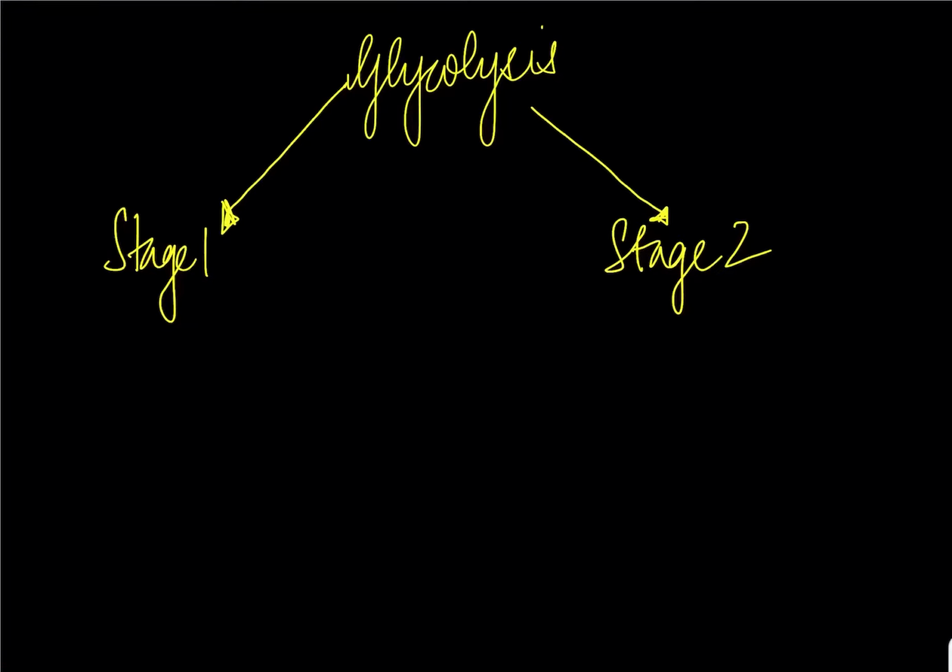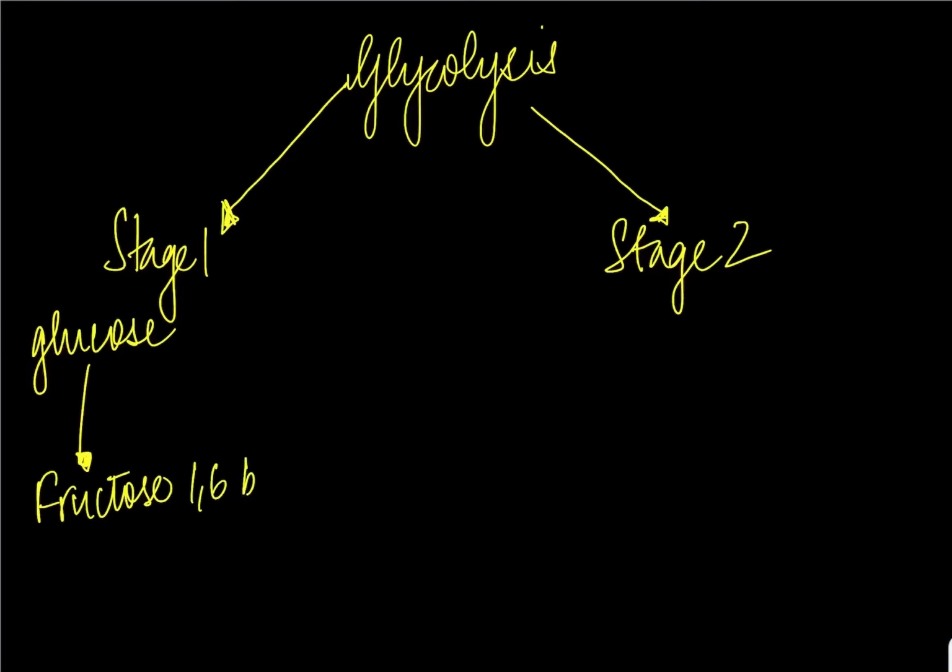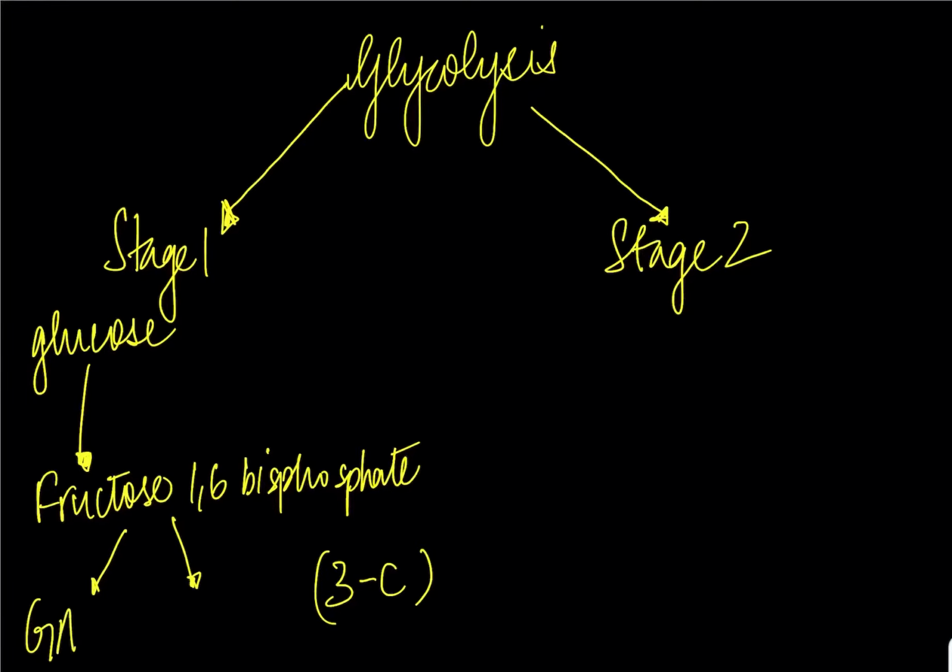Stage 1 of glycolysis begins with the breakage of glucose till the step when fructose 1,6 bisphosphate is actually broken down into three carbon molecules known as GAP and DHAP. We will get into more details upon this part later. This is just an overview.